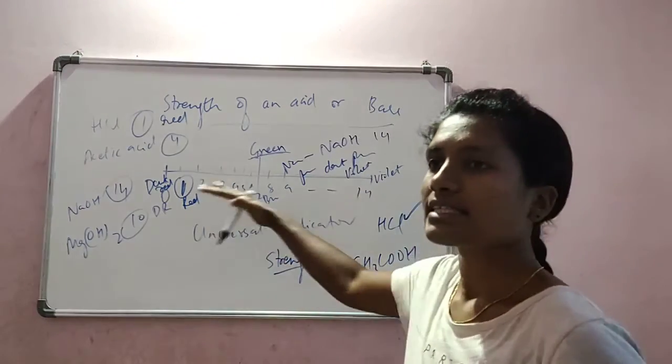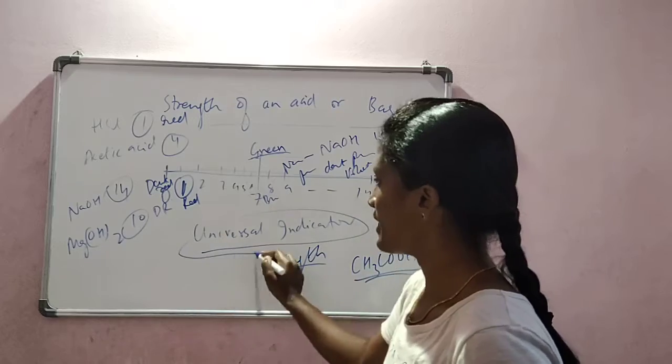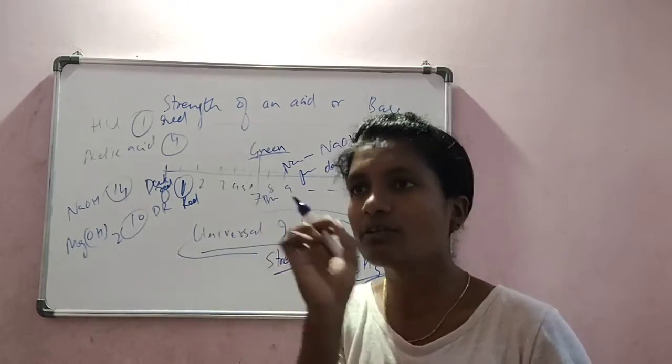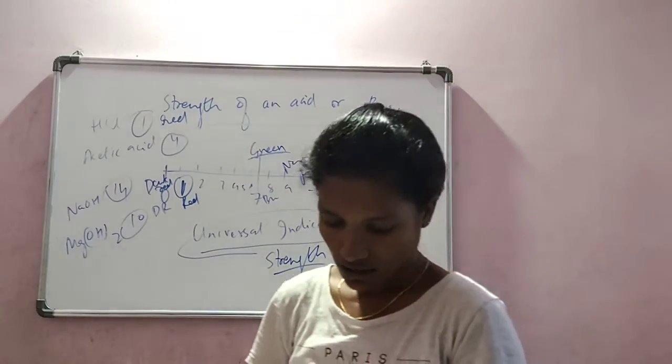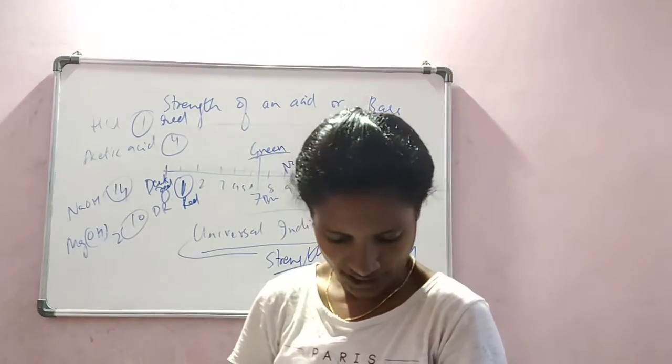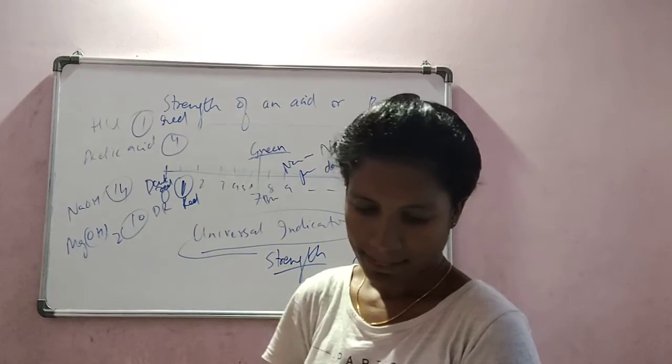Understood? So these colors are given by universal indicator. The pH scale is just a scale with numbers. To arrive at those numbers, we use universal indicator.